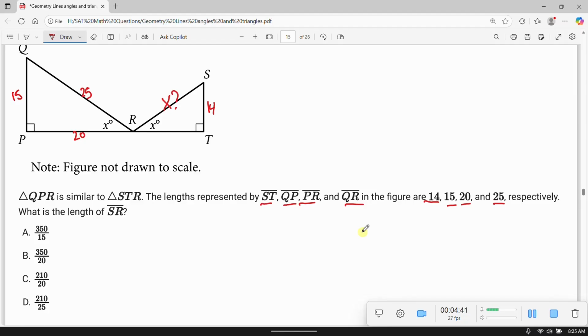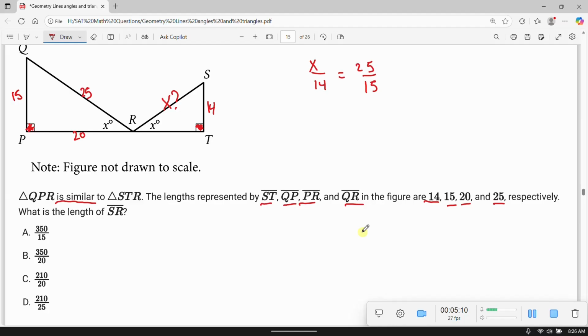So these two triangles are similar. How do I know that? They have this 90-degree angle, and they also say this right here as well. So we know a lot. Okay, so now all we do is just set up proportion equations. So we have x over 14 equal 25 over 15.